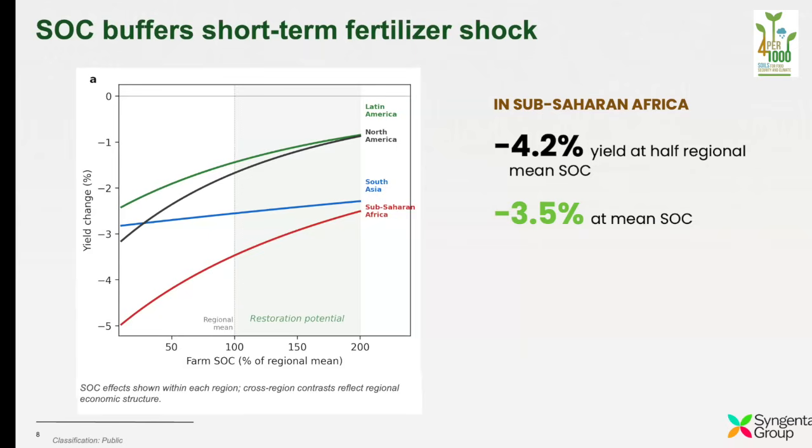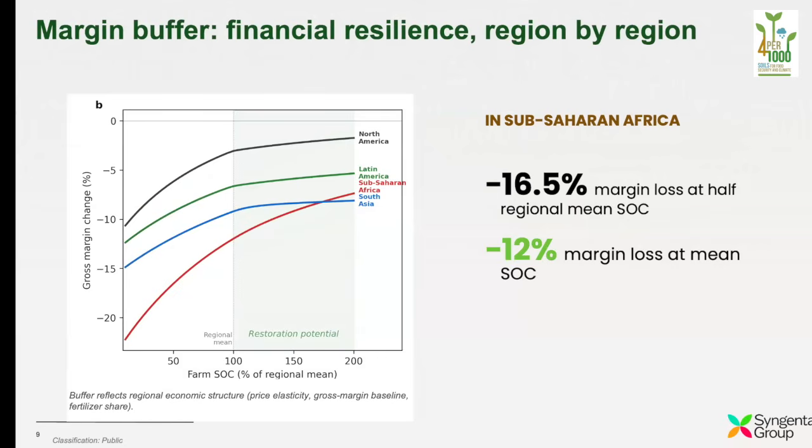The effect is strongest in sub-Saharan Africa. There, at 50% of the regional mean SOC, you have a 4.2% decline in yield versus 3.5% at the regional mean SOC. Now, that may not sound dramatic, that 0.7% gap between the two, but that's within region, within shock comparison. And as we'll see next, that small yield gap can translate into a much larger and really meaningful margin gap for the farmer because input costs stay high while output volume falls.